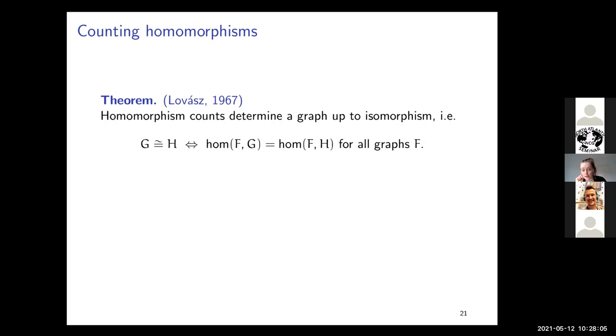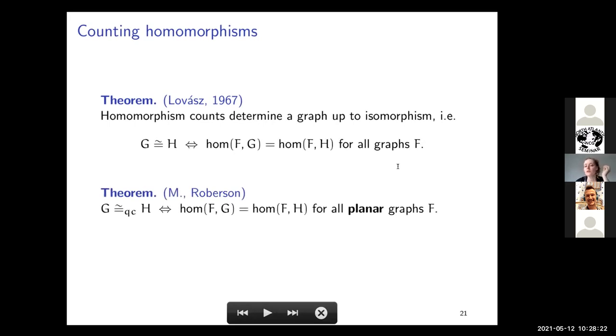And we were really surprised to find out that you can actually characterize quantum isomorphism also in terms of homomorphism counting. All you need to do is, instead of looking at all graphs, look at only planar graphs. Remember how we defined quantum isomorphism in terms of the existence of a quantum strategy? Now you can also think about this operationally defined concept in terms of counting these homomorphisms. On this right-hand side, there's nothing quantum hiding somewhere. This is a purely classical thing.